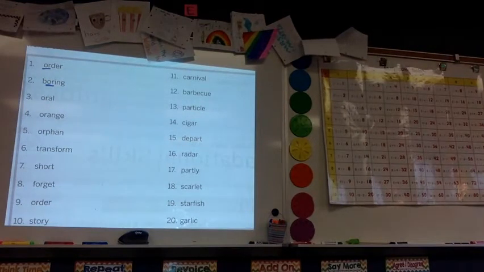What's our word? Oral. Very good. Where's that OR at? Beginning. Next up, we have orange. What's our word? Orange. Do we hear OR or AR? OR at the beginning. We're just identifying where that sound is. We have orphan. What's our word? Orphan. Very good. Where do we see it? Beginning. What sound do we see? Or. Good. We're identifying where that sound is.